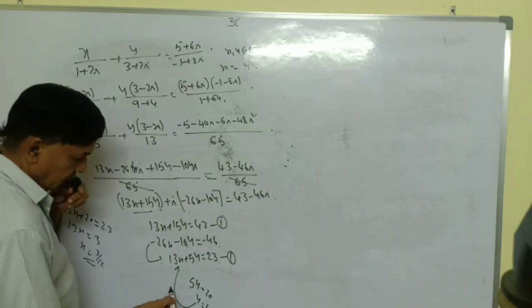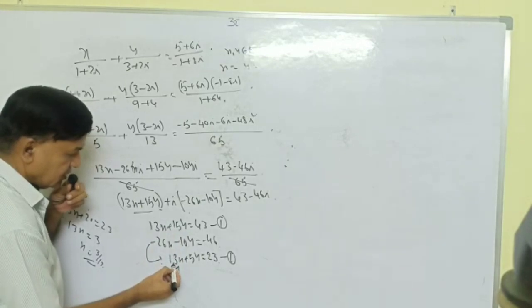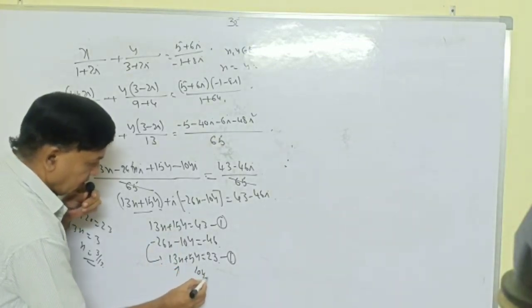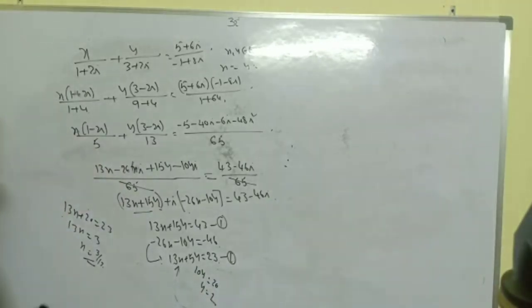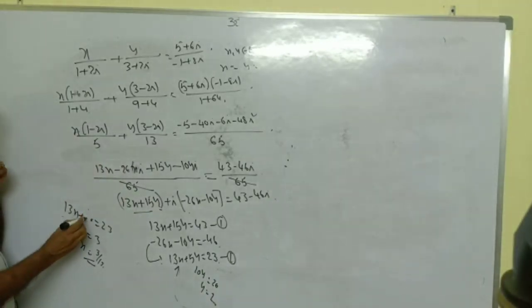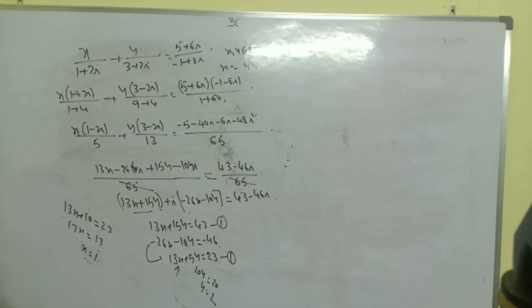So just see the calculations. This minus this will give you what? 10y is equal to 20, y is 2. If you put y is equal to 2, this is 10. This is 10. This is 13. So your x is equal to 1. Please correct it. Y is 2, x is 1.